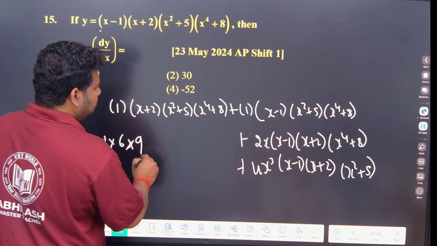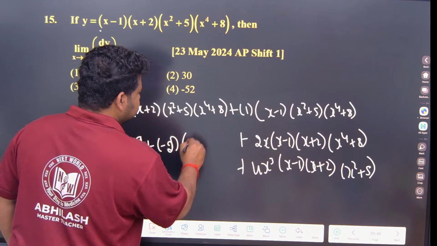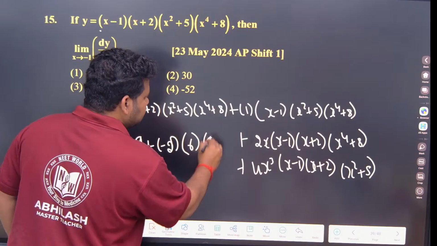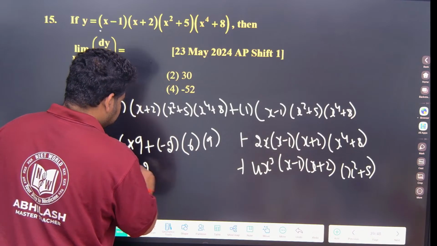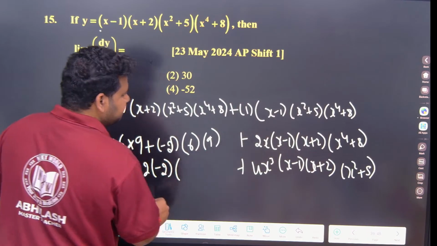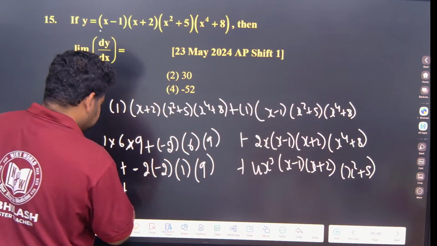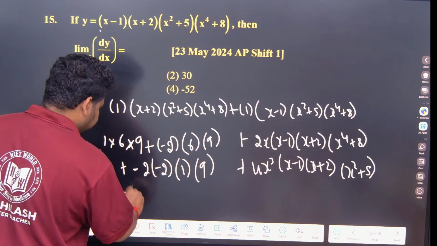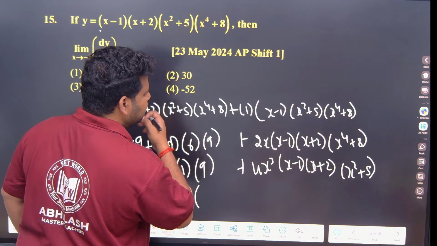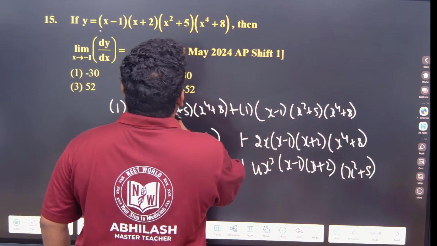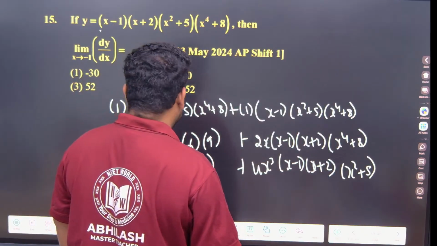Plus, minus 1 minus 1 is minus 2, minus 2 into this is 6, and again this is 9. Then 2 into minus 1 is minus 2, minus 2 into minus 2, and this is 1, and this is 9. Plus 4 into minus 1 cube is minus 4, minus 4 into minus 2, into 1, and x square plus 5 means this will be 6.